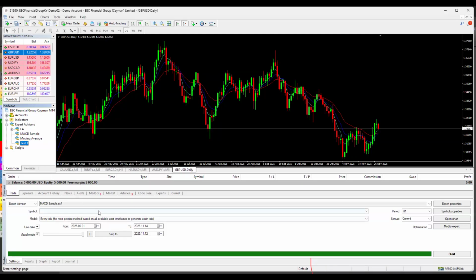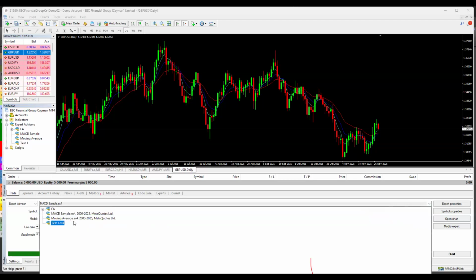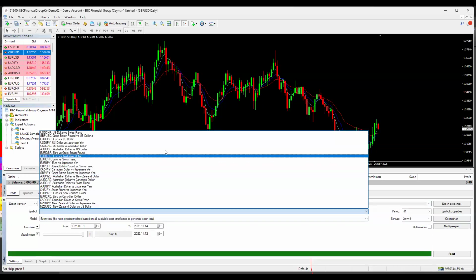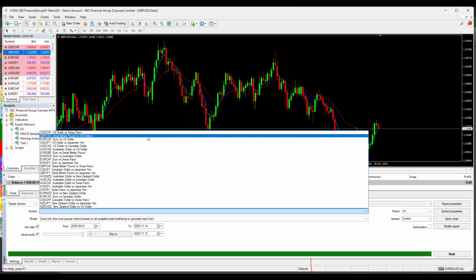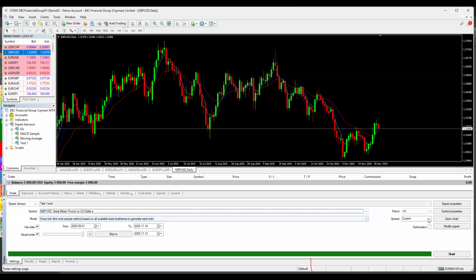So what we'll do now is test it. I'm just going to look for that file. So Test One, that's what we called it. And then we'll select the symbol. I'm going to test this on GBPUSD, which we have been looking at. We're going to test it on the 1 hour time frame, and let's use this date range right here, September to November.